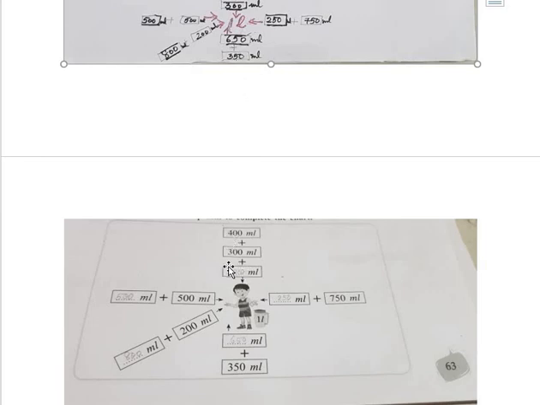So what are the answers? First one here 300, here 250, here 500, here 800 and here 650. All the types when we add, we will get 1 liter, that is 1000 milliliter equal to 1 liter. So this way the boy can drink water in different ways.